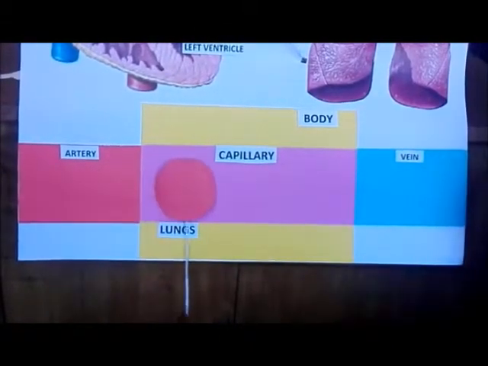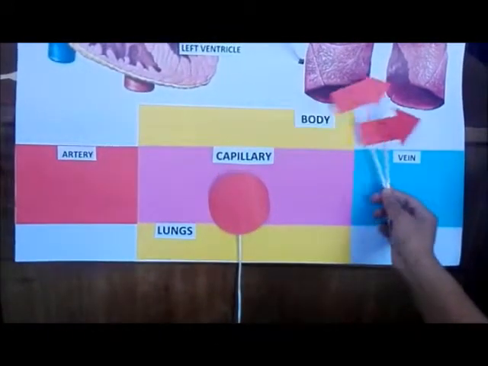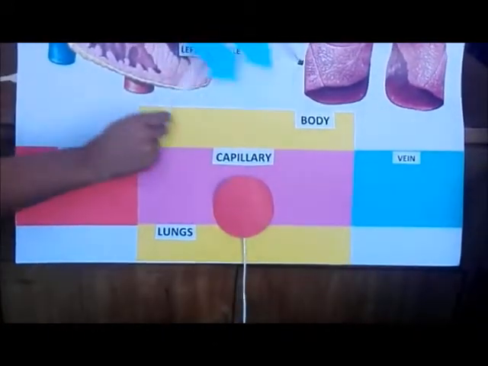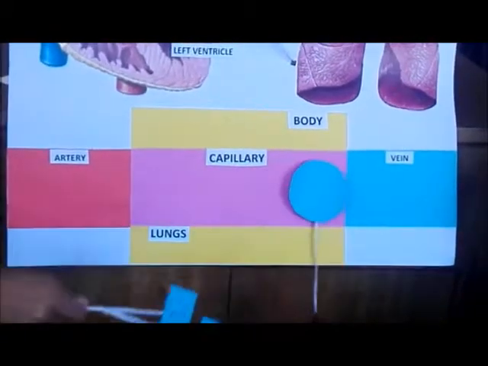Capillaries are where nutrients and oxygen pass out of the blood and into the cells, and carbon dioxide and waste products pass into the blood and out of the cells.